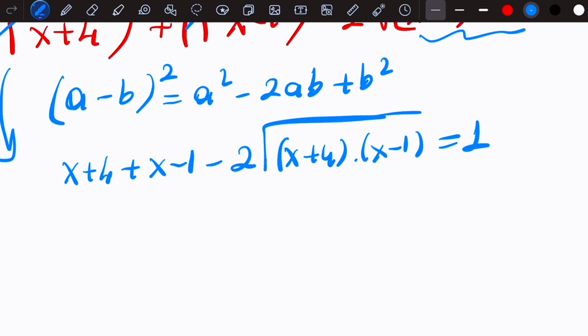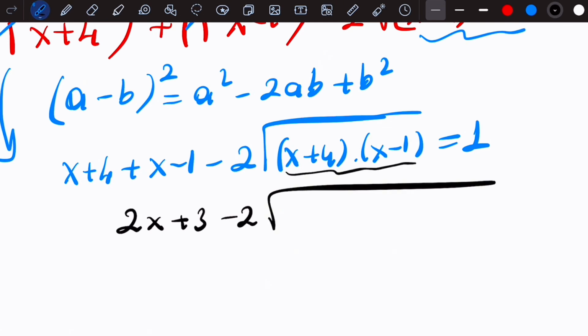If we edit this a little bit, what can we get in the continuation of the problem? 2 times x plus 3 minus 2 times the square root. Now I can multiply the part given in this root: x squared minus x plus 4x minus 4, is equal to 1.